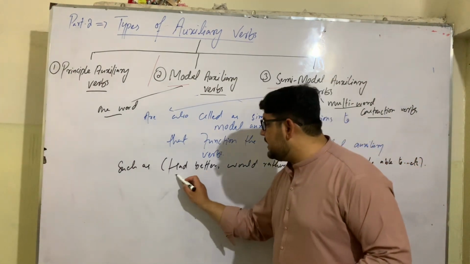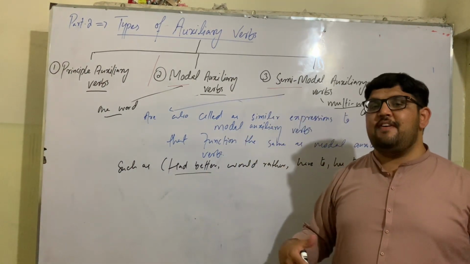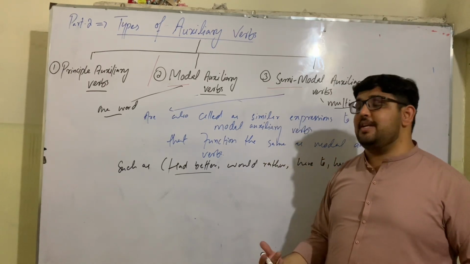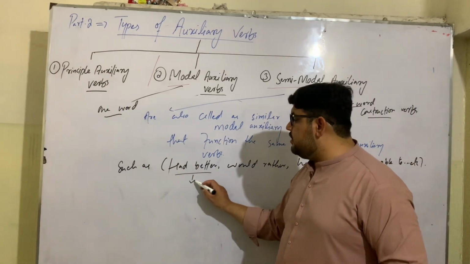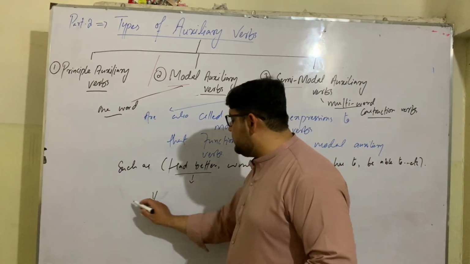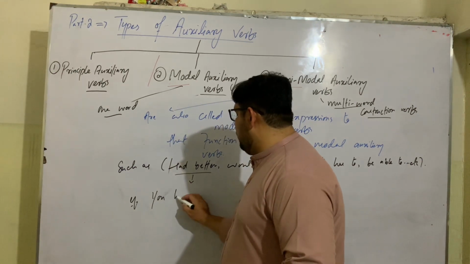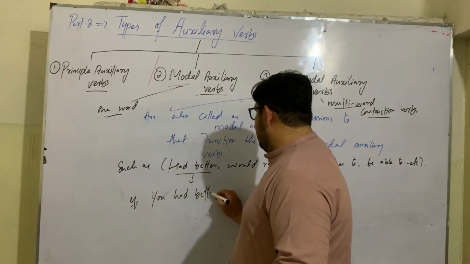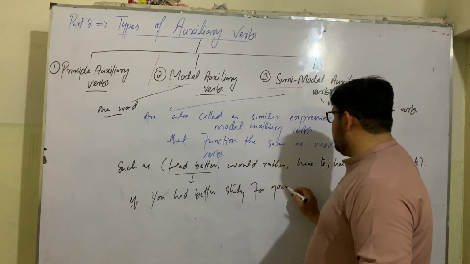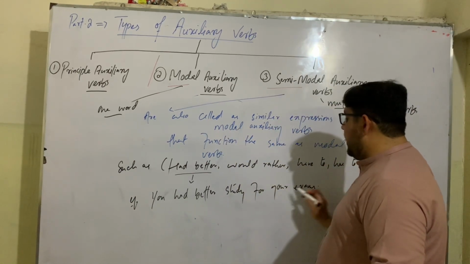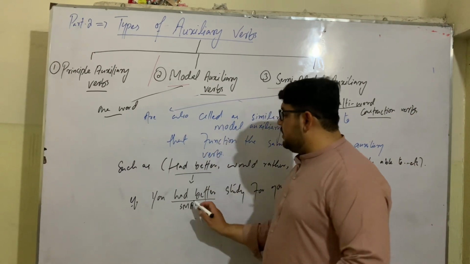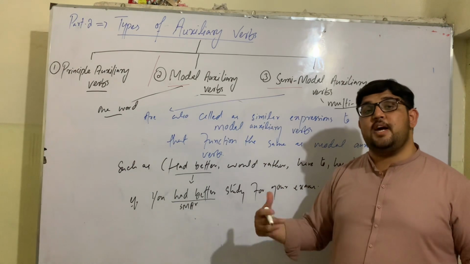Like had better, the way we give advice to somebody through should. Like you should study for your exams. So had better also gives the same meaning or same function. For example, you can simply say for advice, you had better study for your exams. So here, had better is a semi-modal auxiliary verb and it is used for what purpose? To give advice to someone.